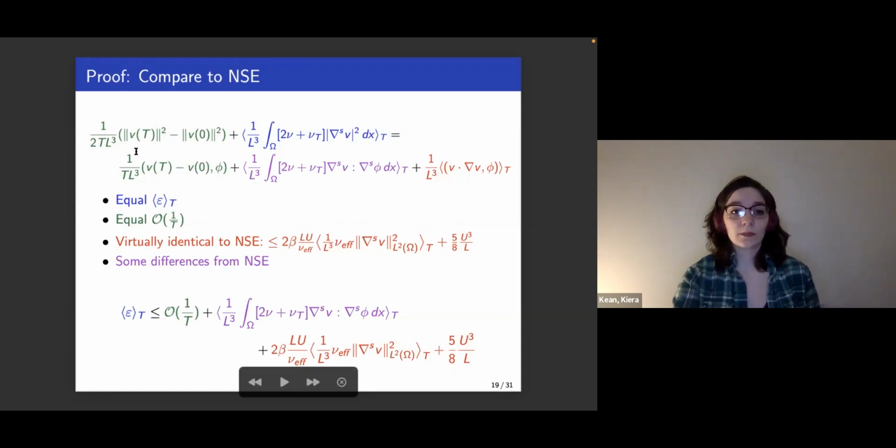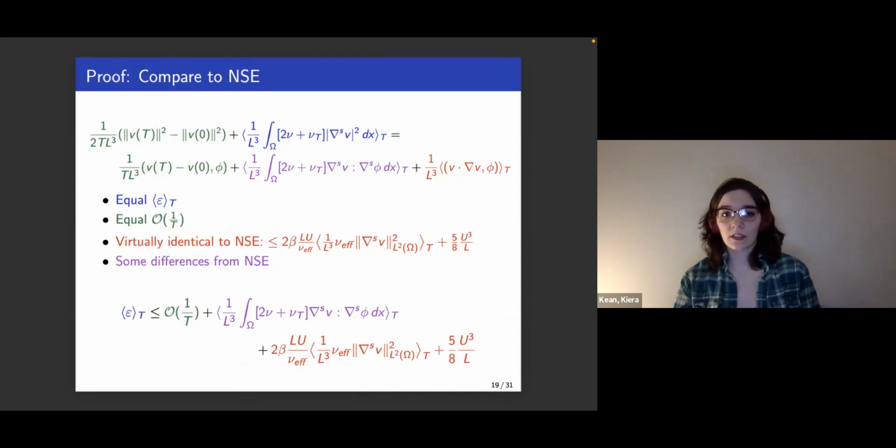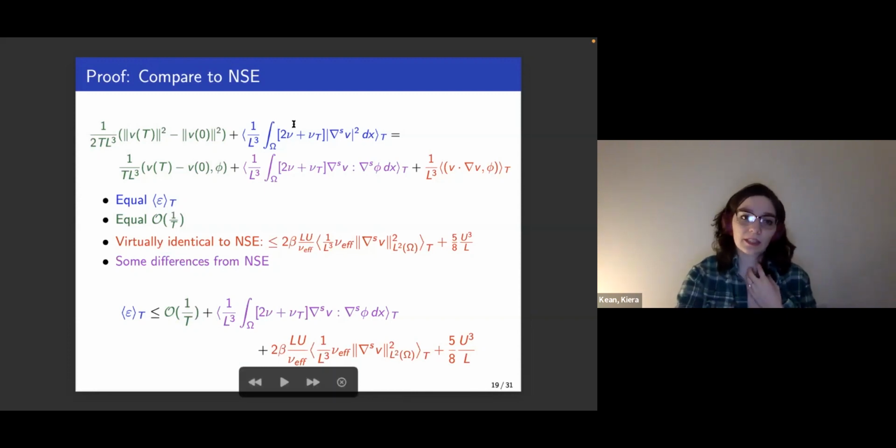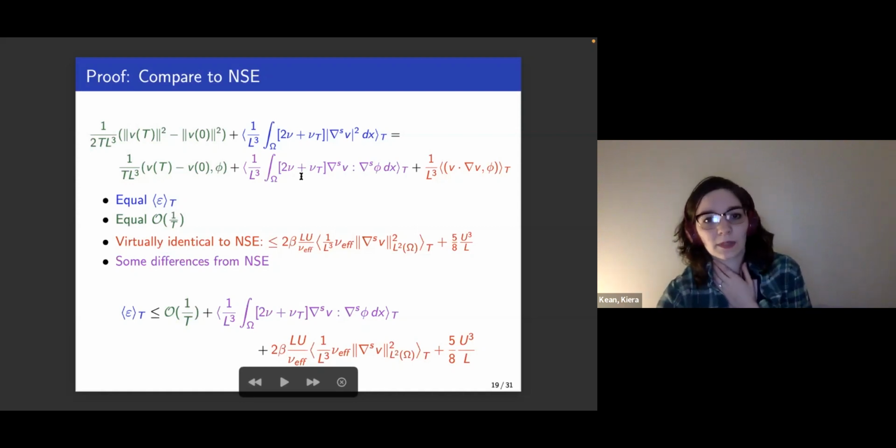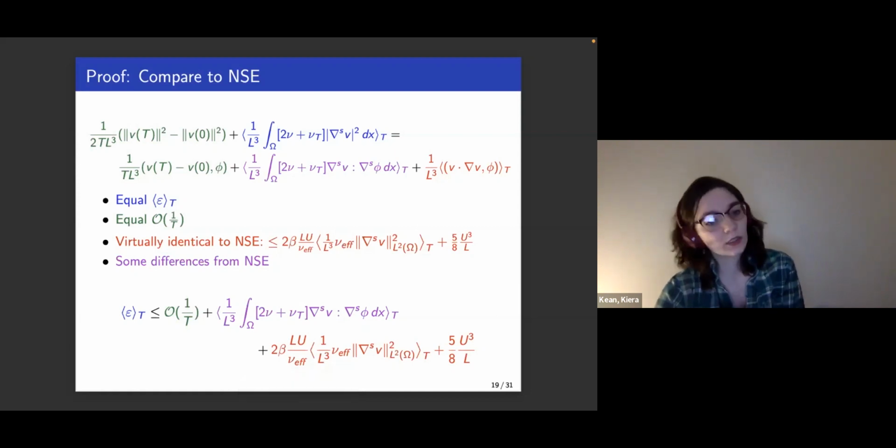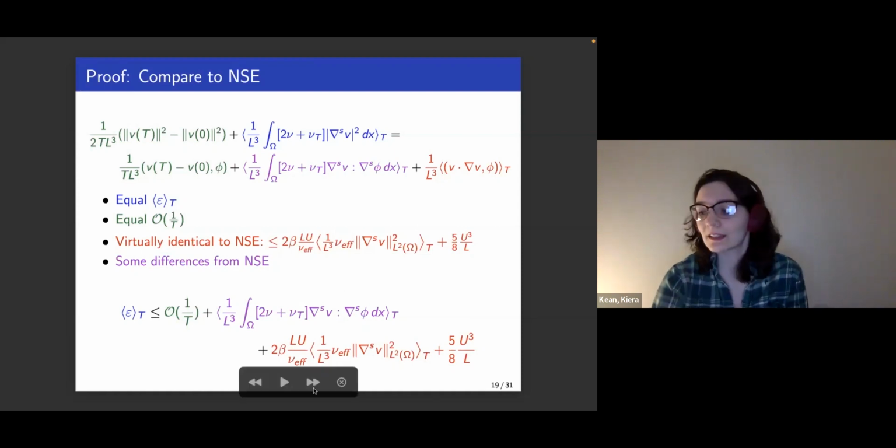So due to uniform bounds, these terms in green are order 1 over t. So in the infinite time average, they will drop out. This is the term that we're looking to bound in blue. This term in purple is where we'll see something different from the Navier-Stokes case. And this term in red is virtually identical. However, we have the nu effective here from multiplying and dividing. In the Navier-Stokes case, we just multiply and divide by nu. So again, the purple is the term that we'll actually look at.